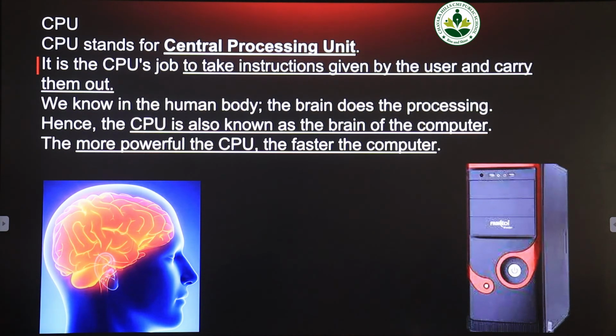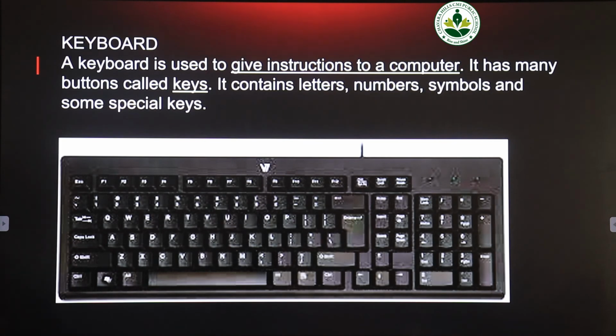So the second part is CPU. CPU is Central Processing Unit, and the CPU's job is to take the instruction given by the user and carry them out. Then CPU is also known as the brain of the computer. And the third one is a keyboard.